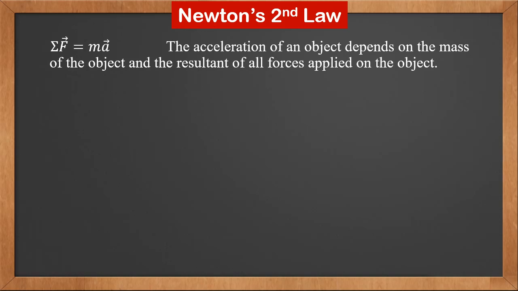The expression for Newton's second law of motion is sigma F is ma. The acceleration of an object depends on the mass of the object and the resultant of all forces applied on the object. The resultant and the acceleration have the same direction, and the resultant is the product of mass and acceleration. When an object is in equilibrium, its acceleration is 0. So the resultant, sigma F, is 0. Therefore, Newton's first law is a special case of Newton's second law.